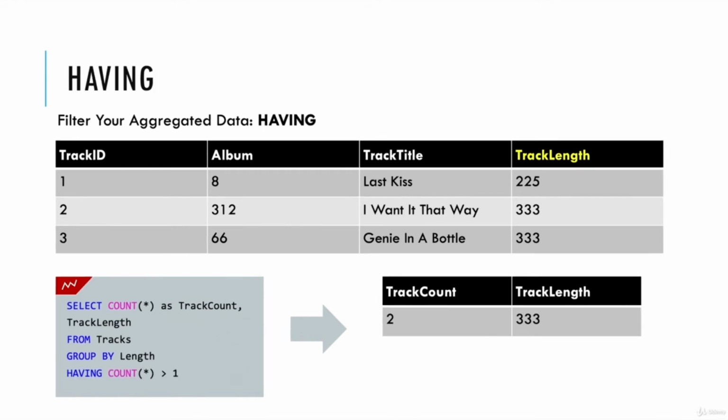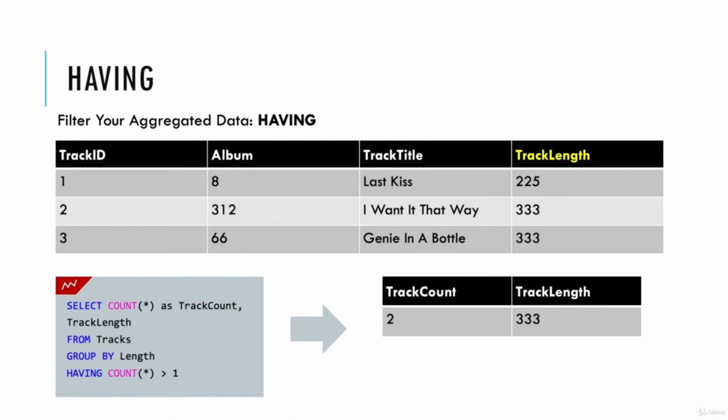Now, let's talk about having. Having can be a little bit confusing. It takes place after the group by, but ultimately it's a way to filter your results after the grouping. Now, you can't use a where after the group by just because of the way that SQL executes, but you can use having. So in that previous example, we saw we had one track of a length 225 and 2 tracks of length 333. If we were curious and we wanted to say how many records have a count of more than one of a given length. So how many times does this track length occur, and only show us the ones that occur more than once.